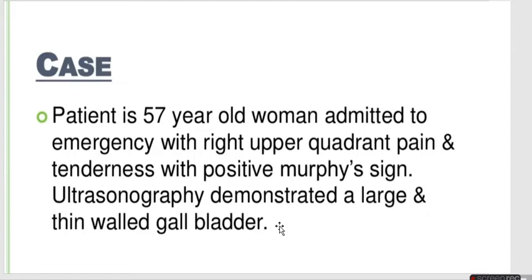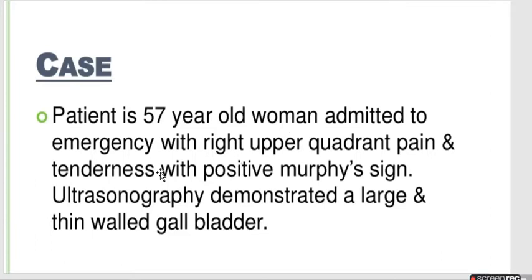And ultrasonography demonstrates a large, thin-walled gallbladder. See, the gallbladder is normal, there is no inflammation, but it might be possible that there is a stone. Why? Because a positive Murphy sign gives us an idea about cholelithiasis. When someone has cholecystitis with a stone in the cystic duct, Murphy sign can also be positive. So the Murphy sign gives us an idea about something in the gallbladder, and the stone can be in the gallbladder or in the cystic duct. So this is about the case.